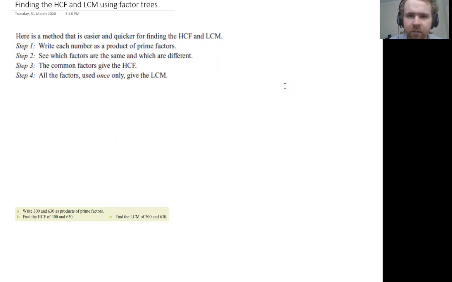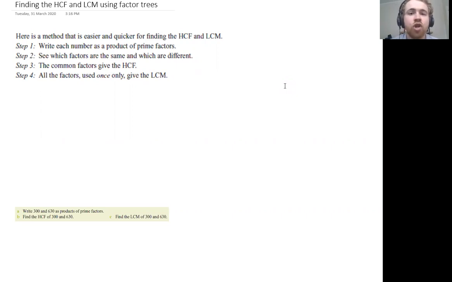Now today we're going to be combining the last two lessons into a sort of combined lesson, okay? So before we've looked at finding the HCF, that's the highest common factor, and we've looked at finding the LCM, that's the lowest common multiple. And then the last lesson we looked at factor trees.